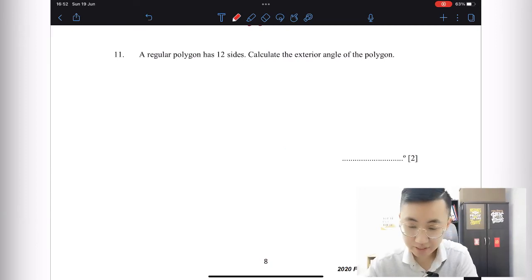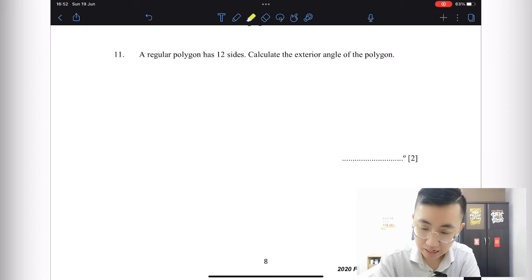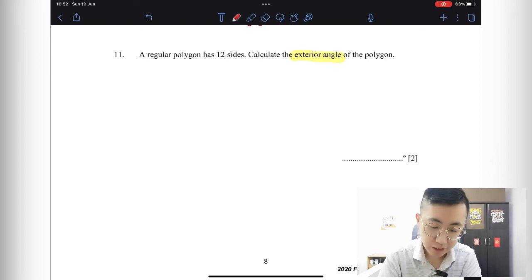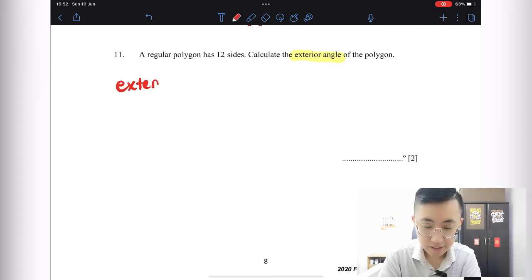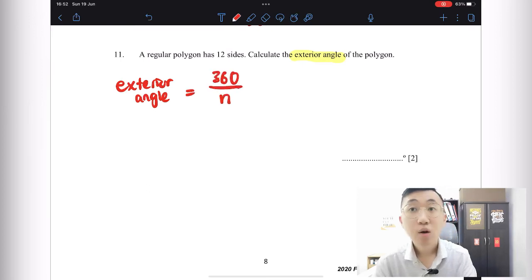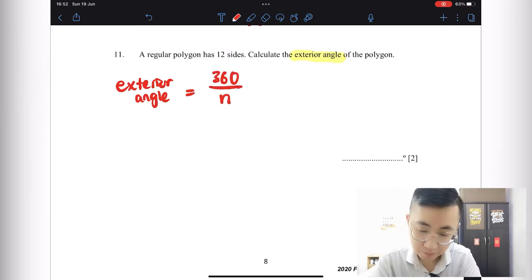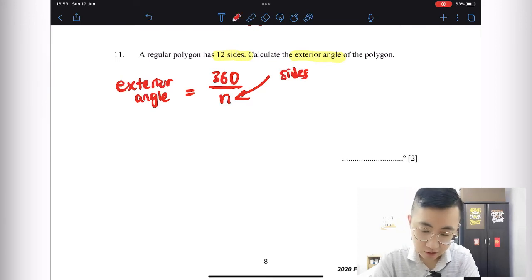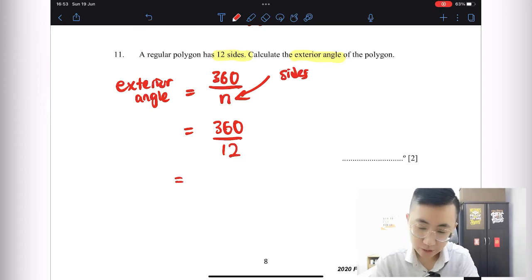A regular polygon has 12 sides. Calculate the exterior angle of the polygon. So just highlight the things that they want. Exterior angle formula, let me show you. The exterior angle formula is 360 divided by n, where n is the number of sides. So this is sides, and we have the info right there, 12-sided shape. So let us use this formula, 360 divided by 12. You will get that the exterior angle is 30.